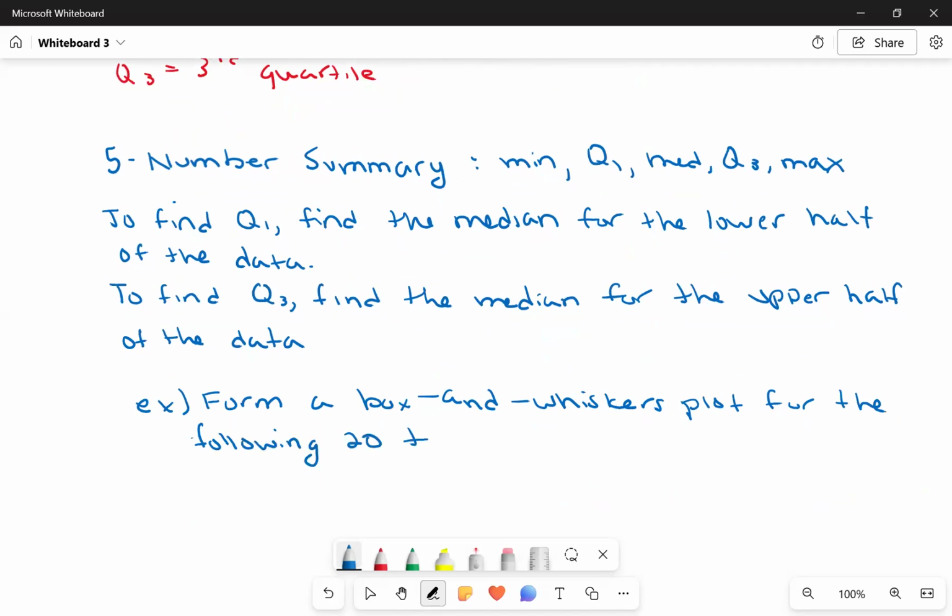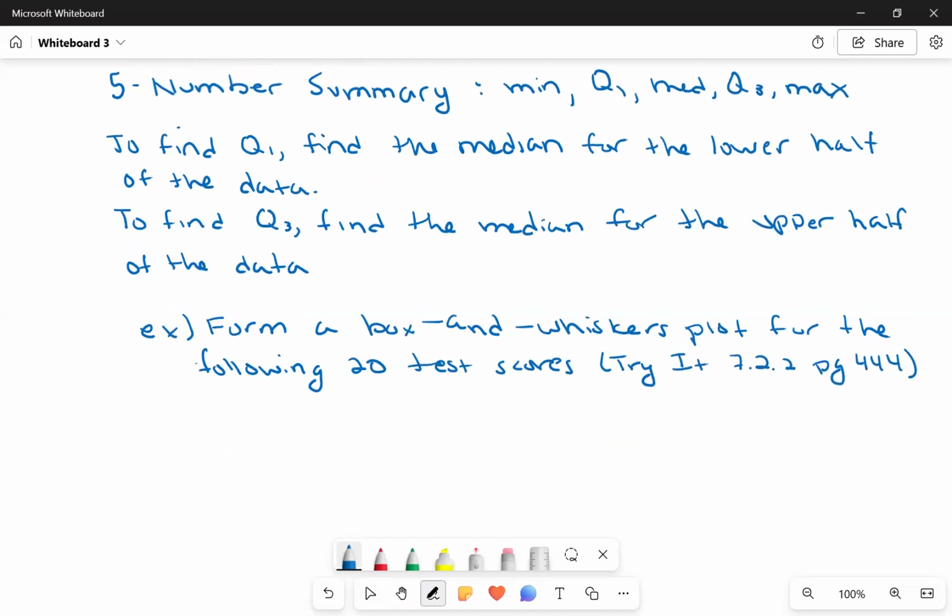20 test scores. And actually, just so you know, if you don't feel like writing this down, this is the try it in section 7.2. It's try it 7.22, and that's on page 444, just in case you don't feel like writing it down. Okay, I am going to write it down though.